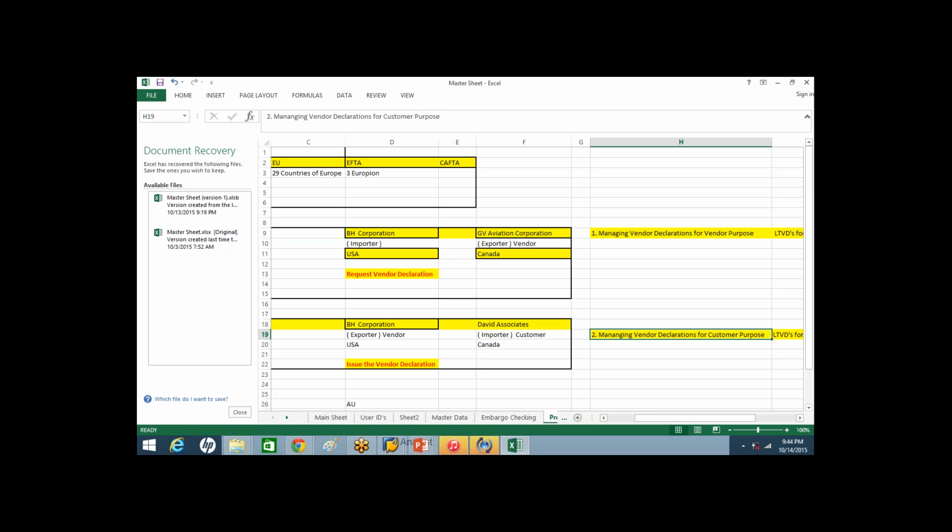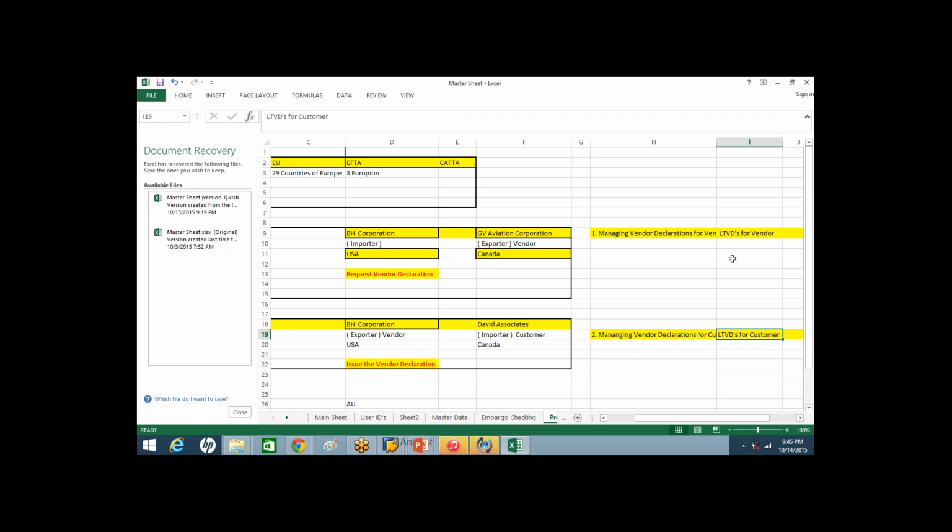When do you need to manage the vendor declaration for the customer purpose? Whenever you export something to a customer who belongs to the same preference zone. So there are two different things: managing the vendor declaration for the vendor purpose, and managing the vendor declaration for the customer purpose. We call the first one LTVDs for the vendor, and the second one LTVDs for the customer.